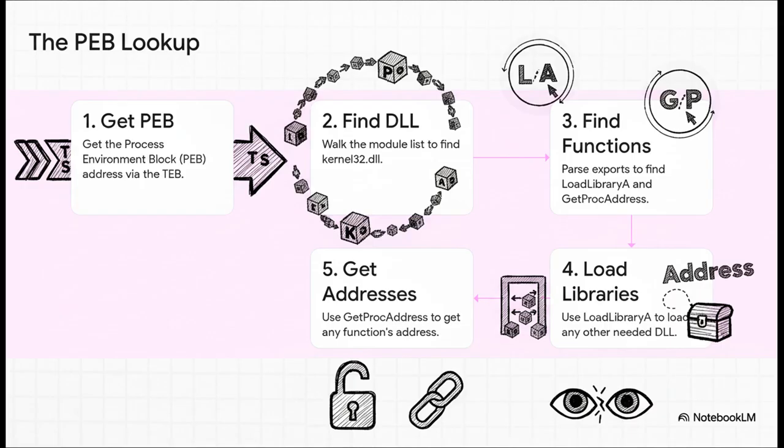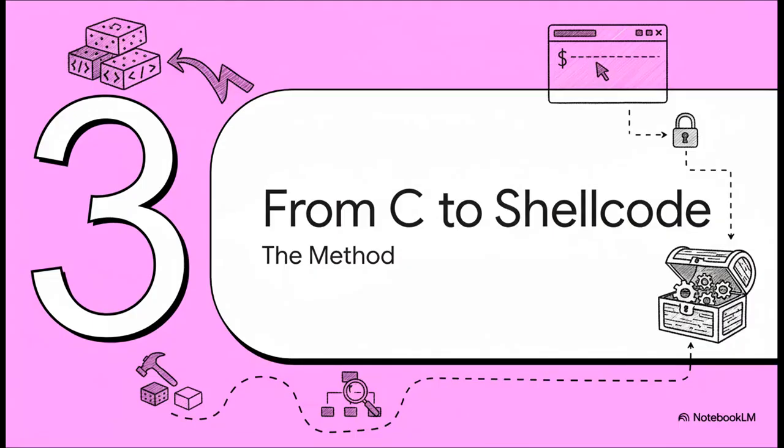Once you have those two, you've got the keys to the kingdom. You can load any other library and get the address of any function you want. Just like that, our shellcode isn't blind anymore. Okay, so that's the theory. Super cool, right? But now for the practice.